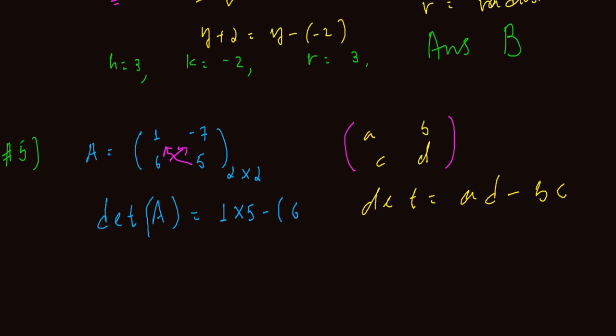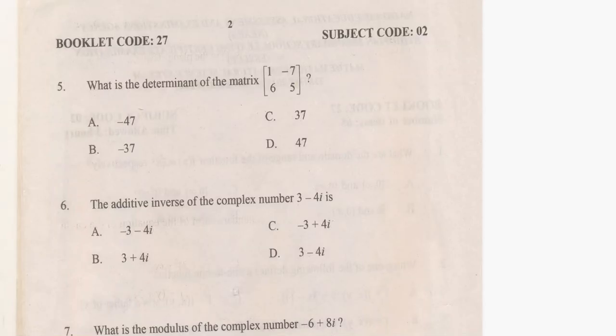So the determinant of matrix A is equal to 1 times 5 minus 6 times minus 7. So this will be equal to 1 times 5 is 5, minus 6 times 7 is 42, minus ስላለን እዚህ ጋር minus 42 ይሆናል, and this will be 5 minus minus, it will be plus 42 and the answer will be plus 47. So the determinant of matrix A is 47. ስለዚህ ለጥያቄ ቁጥር 5 መልሳችን የሚሆነው choice D.